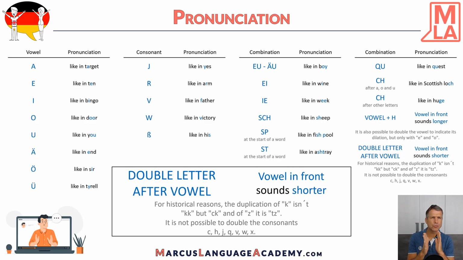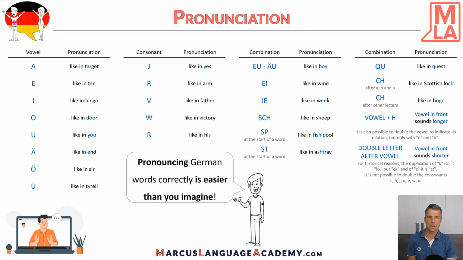For some historical reason, the duplication of K isn't KK, it's CK. And for Z, it's actually TZ. And it's not possible to double the consonants C, H, J, Q, V, W, X. Actually, the pronunciation of the German letters and combinations is much easier than you think. If you stay with this, you will be fine, okay?